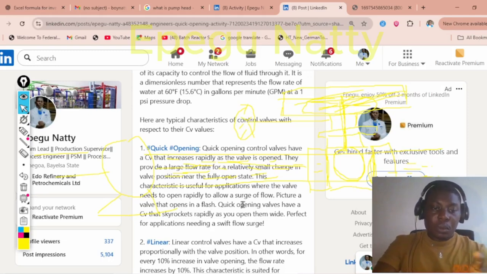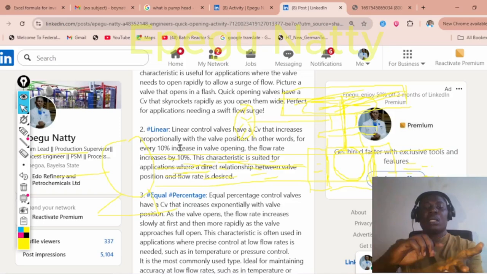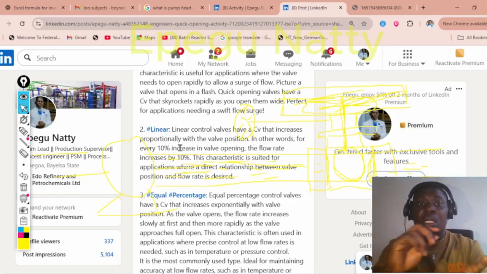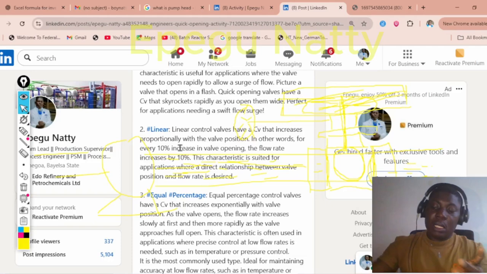Okay, so the second one is linear. When you know the name linear, you know that as you have the control valve opening, there is a linear flow.